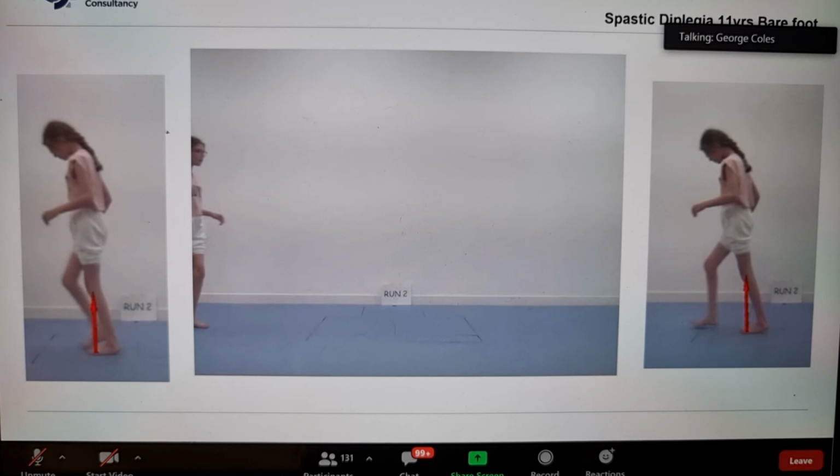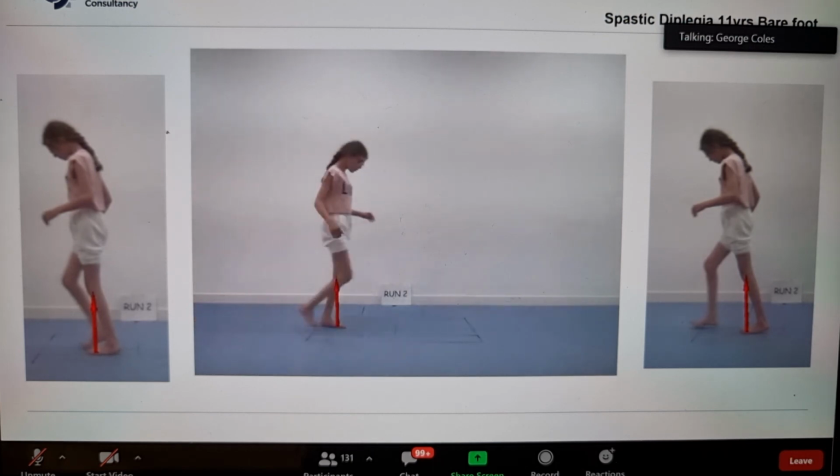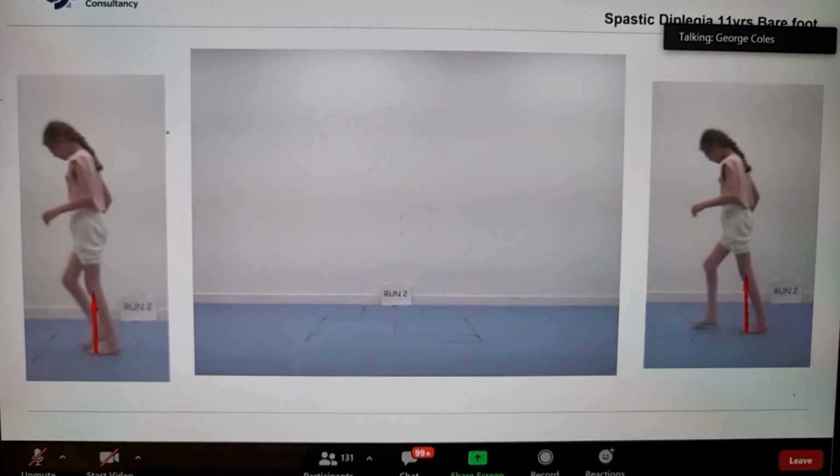I'll show you the video of her. This is her most recent video of her walking without her AFOs. And I mean, the difference is quite a lot. It's quite severe in terms of what she was sort of looking like.